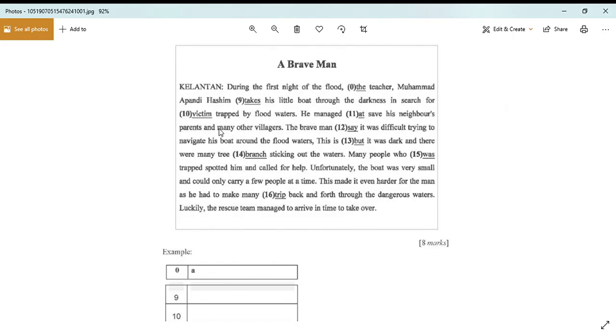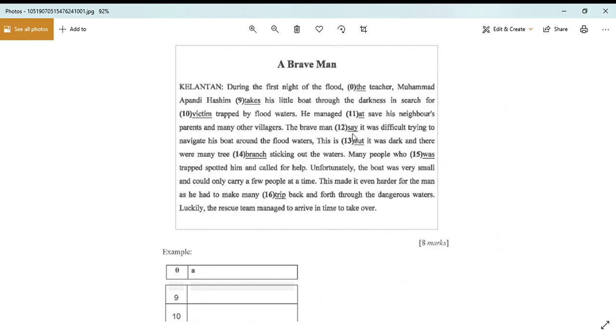Number 3. To answer the question also, usually, the wrong answer, the underlined words, which is the wrong question, the answer must be related to the question. For example, if you look at here: but it was dark and there were many tree branches sticking out the waters. Look at number 13. This is, but it was dark and there.